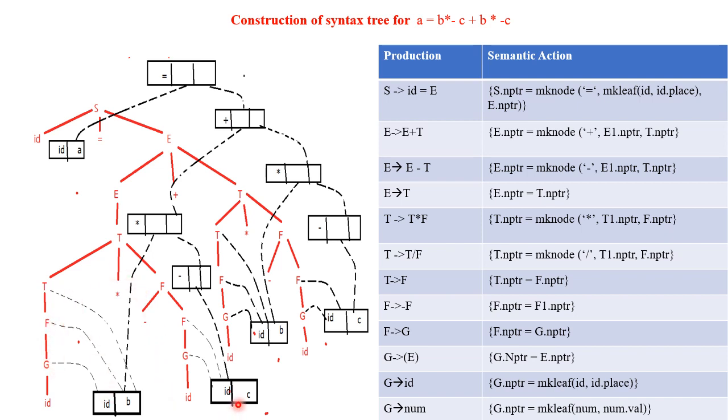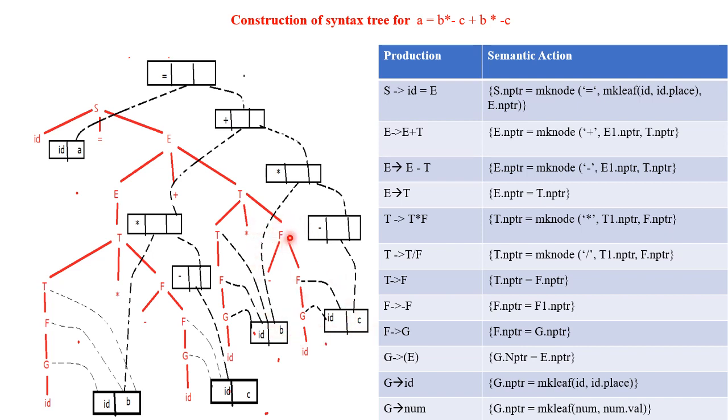Continuing this traversing, here we got G gives ID, and a new node is created for C. When we reached here, F gives minus F, we have to create a node for unary minus. One operand is C. Continuing traversing, when we reached here, this T gives T star F. We have created a node star. One operand is B, another operand is minus C. And here we got another node. G gives ID. We have created a node for B. And here we have created a node for C.